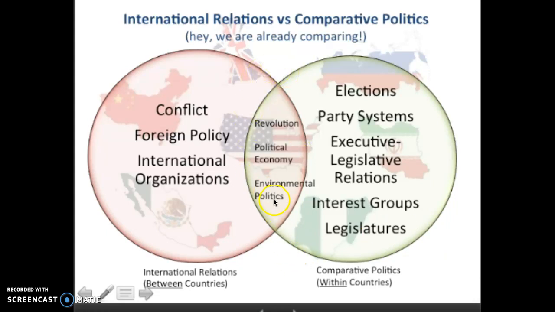The things that you have in common with international relations and comparative politics, some of the overlap studies, is the revolutions that occur in each of the countries or have occurred in each of the countries. You're going to compare political economic systems, so command economies versus market economies, and environmental politics and other current affairs.